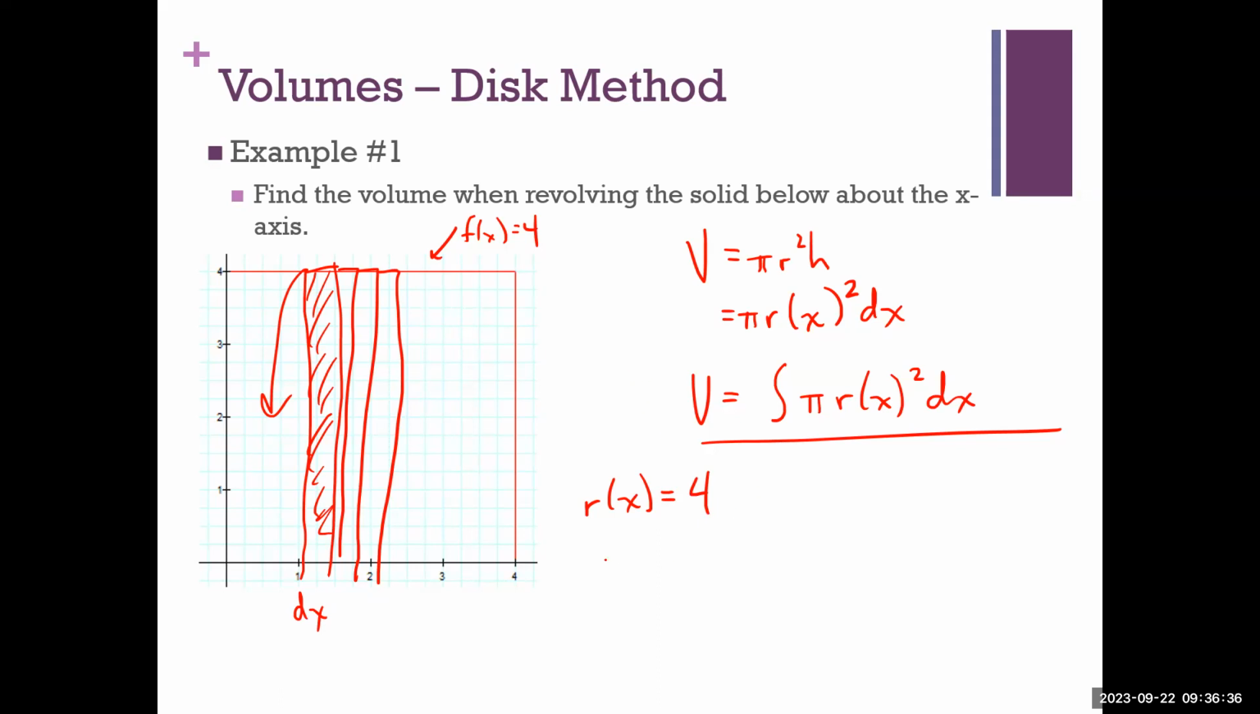So if r of x equals 4, then I think my volume can be written this way. The volume is equal to the integral of pi times 4 squared dx. We're missing something. We're missing the bounds. 0 to 4. So I think that's a good setup for this integral. Not totally simplified yet, but any questions about what we've done so far?